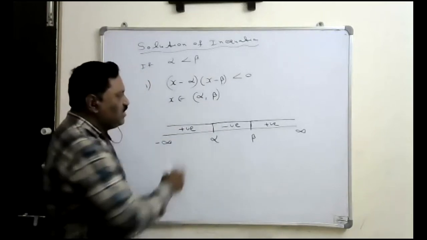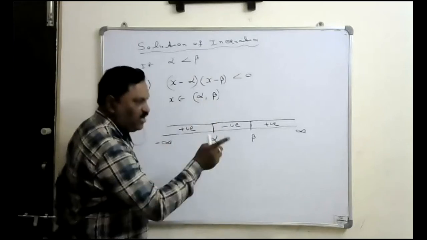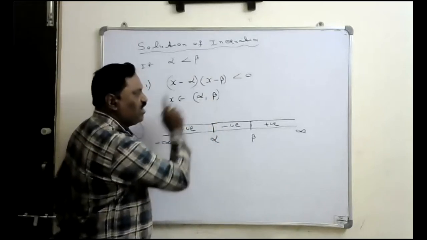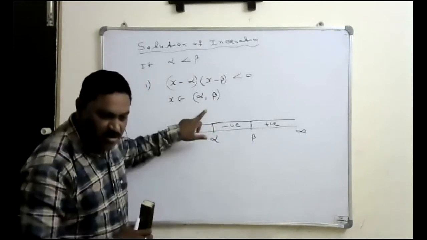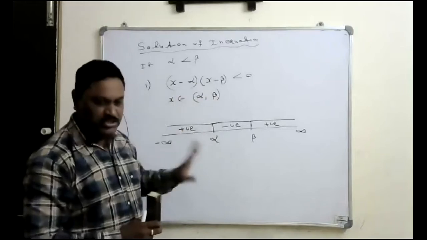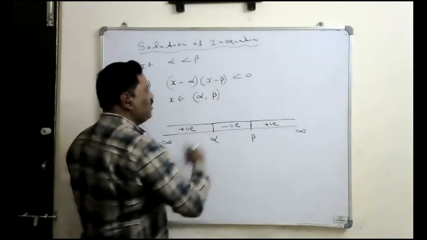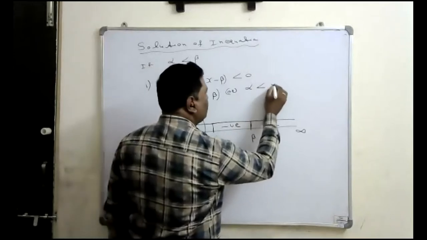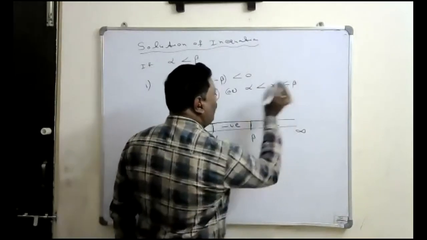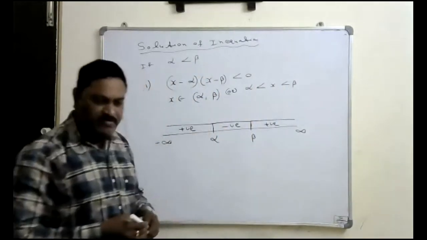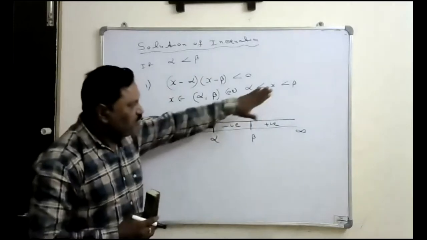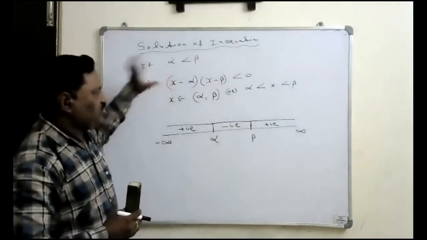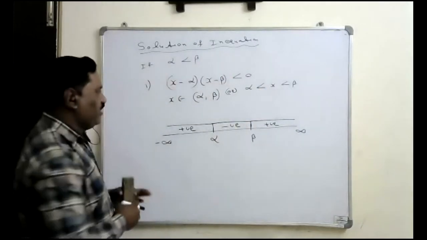So open bracket means this boundary values we should not take it. We have to take all the values in between alpha and beta. So this is called the solution of this inequation. Okay. Or you can also write like this: alpha less than x less than beta. Alpha lies in between, so x lies in between alpha and beta. So that will be the solution for this inequation. Understand? That's the first point.